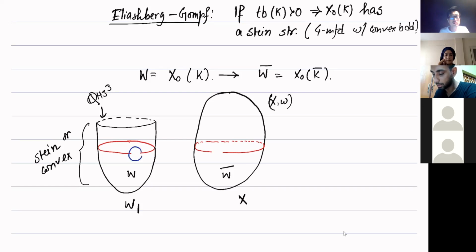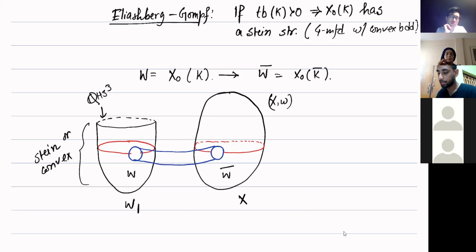This is the picture I'm trying to describe. Please believe what I'm saying, and also think about it: when you do connected sum, you can do it in the following manner. This is the picture in the two-dimensional setup, but the exact same picture holds for the four-dimensional setup.